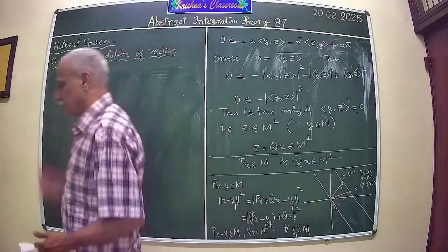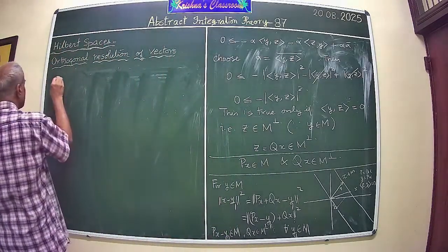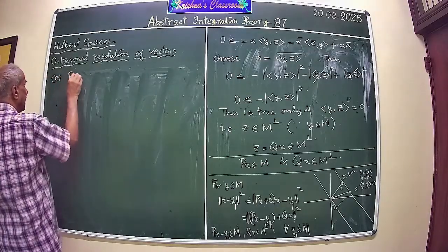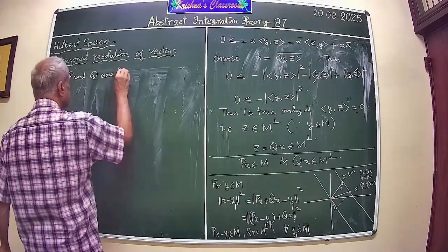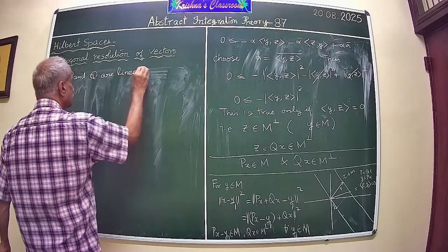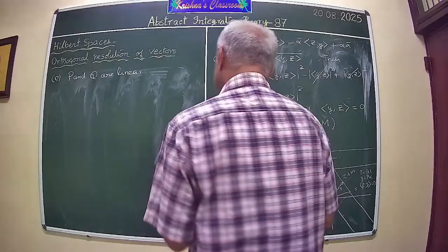Now the next statement is C: P and Q are linear. So to prove this, we do the following.